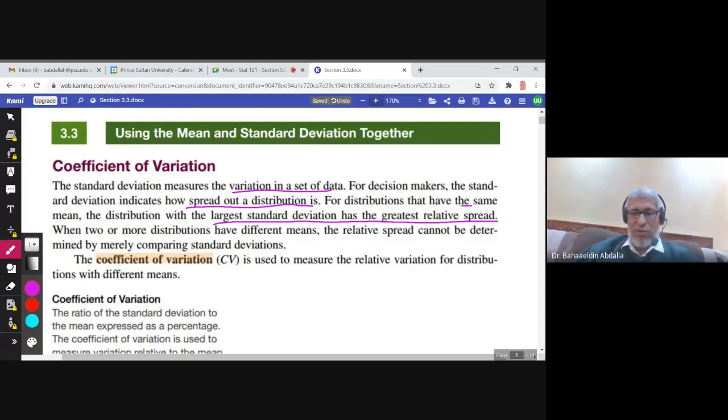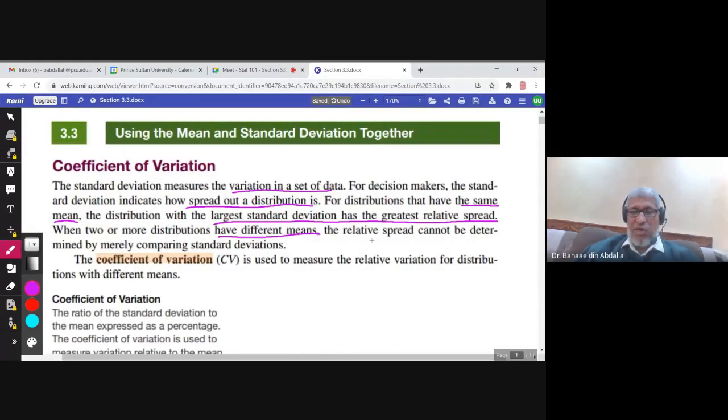So if the two distributions have the same mean, for example quiz 1 and quiz 2, then the largest standard deviation would mean the greatest relative spread. But if the two distributions have different means, especially like a quiz and a final, this is out of 40, this is out of 10, so the means would be much different.